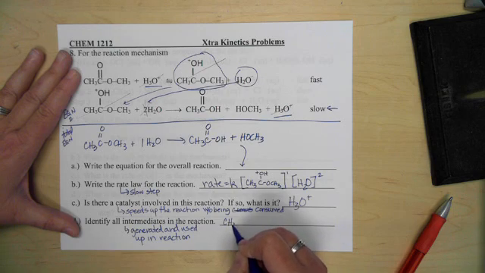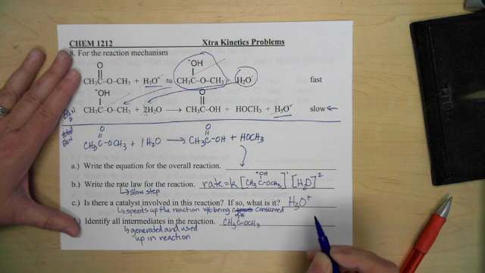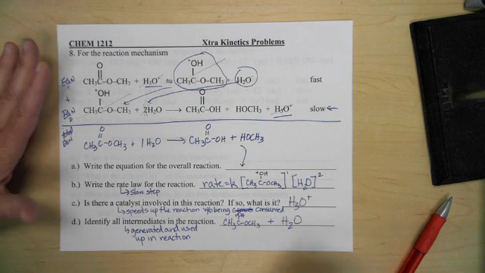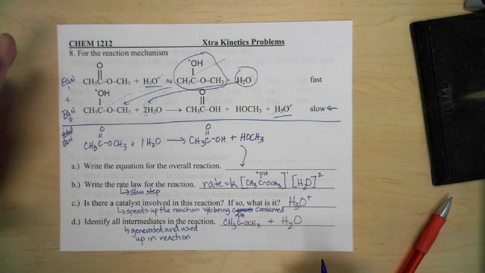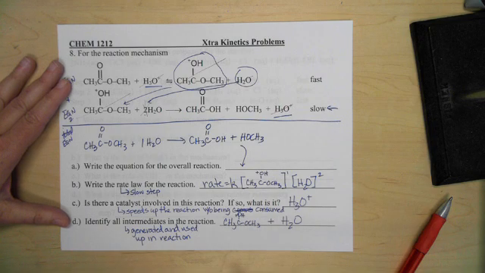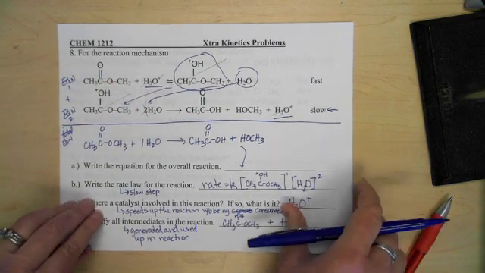One is the CH3COH OCH3 plus, and we have a water. Now, notice that the intermediates do not appear in the overall reaction, but they are in the rate law. This is not uncommon in a reaction mechanism. So this is problem number 8.